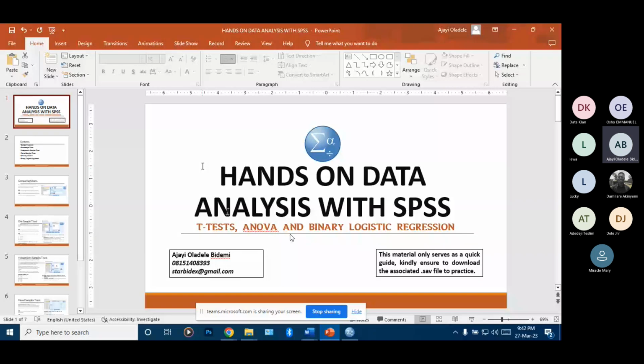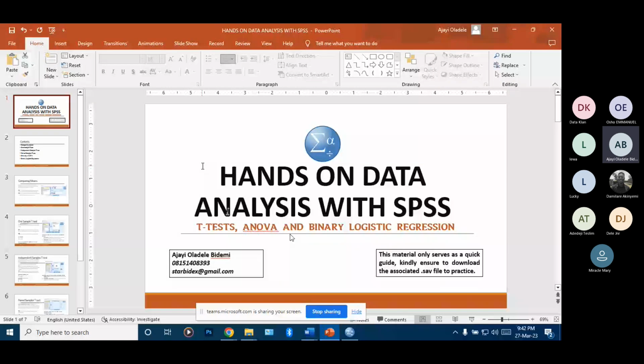So today we are starting with t-test. I'll be taking you through t-test, ANOVA, and binary logistic regression using SPSS. But tonight we are just going to cover t-test and ANOVA, analysis of variance.